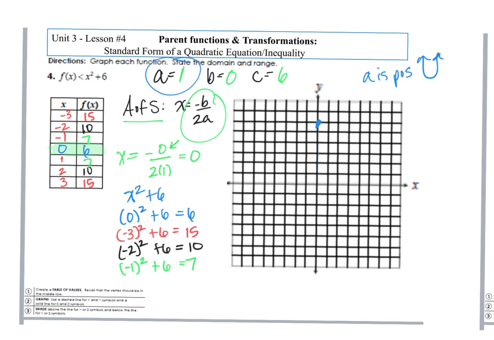Let's finish plotting these points. At negative 1, we are at 7, and at positive 1, we are at 7. And then at 2, we're at 10, and we don't have 10 on the graph. It's kind of going to be up here. So don't connect your points yet because these are inequalities.